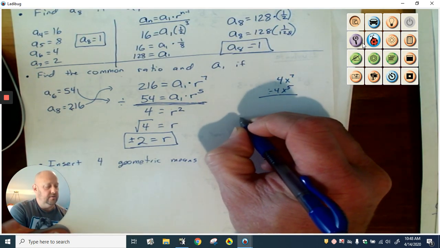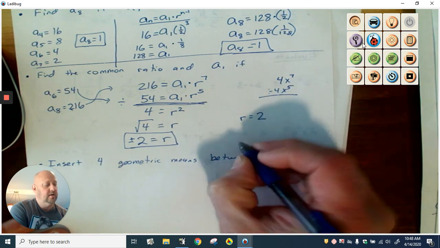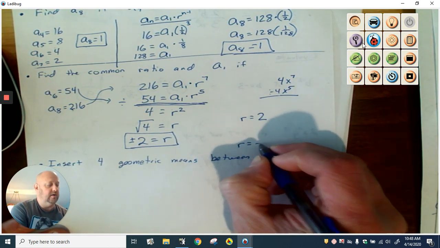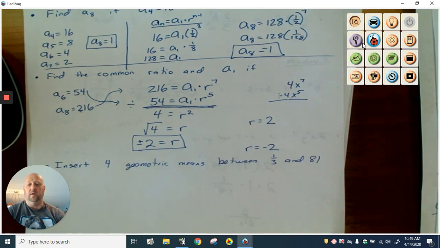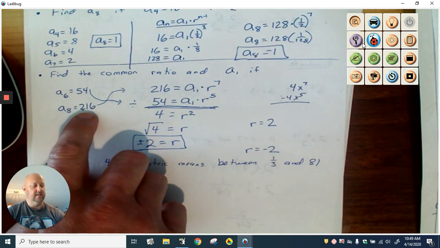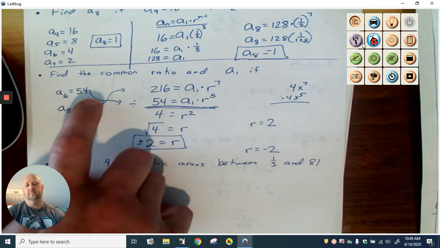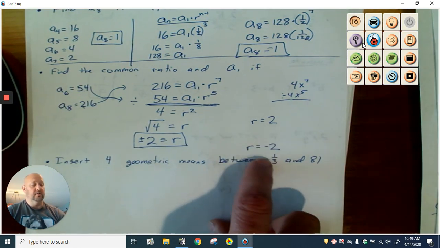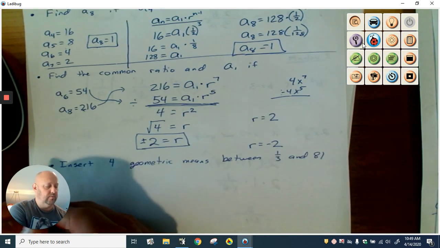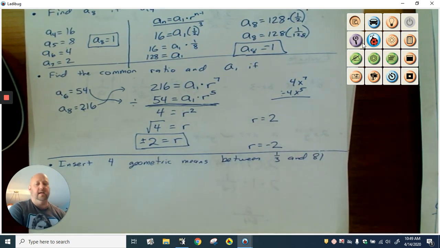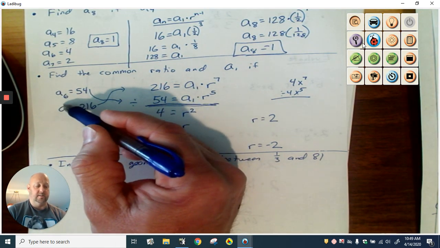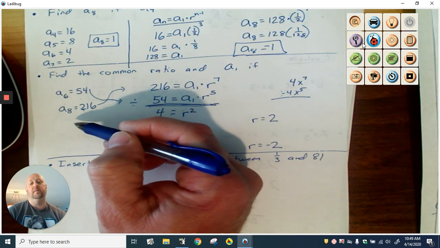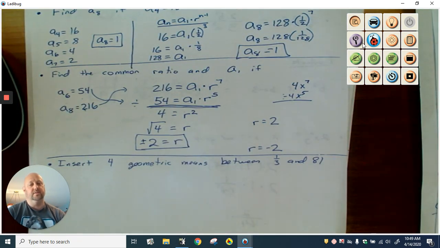One with an r value of 2, one with an r value of negative 2, because there could be two different patterns. One where everything just stays positive: we times by 2, we times by 2, we times by 2. The other one could be, in this case, negative, where we alternate. Remember, the negative just means we're alternating positive, negative, positive, negative. It could go positive, a sub 7 would be negative, a sub 8 would be positive. So there actually are going to be two different answers to this.